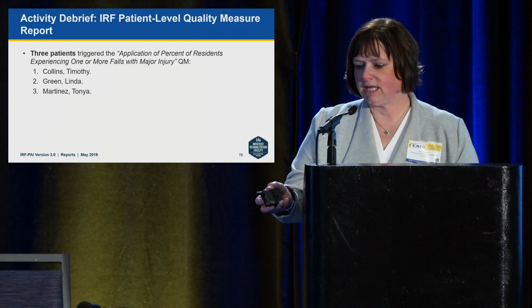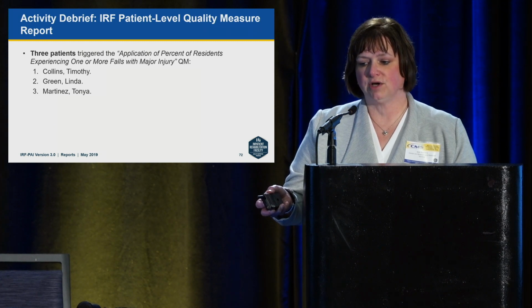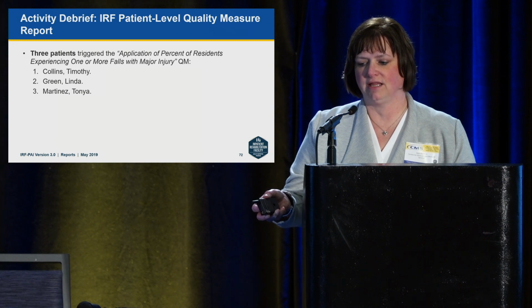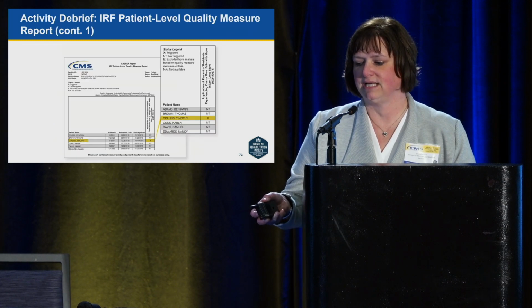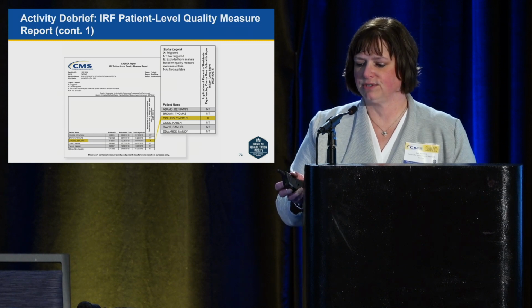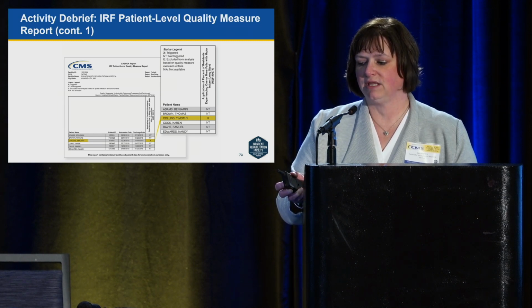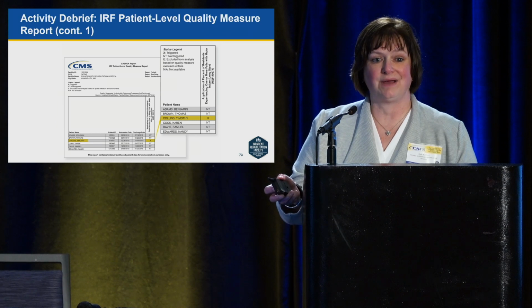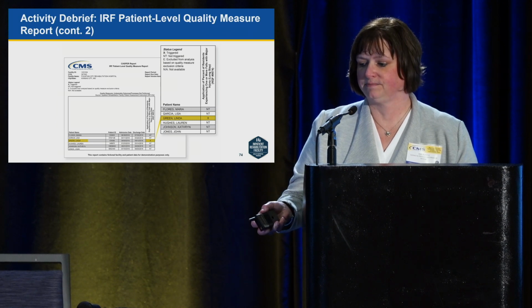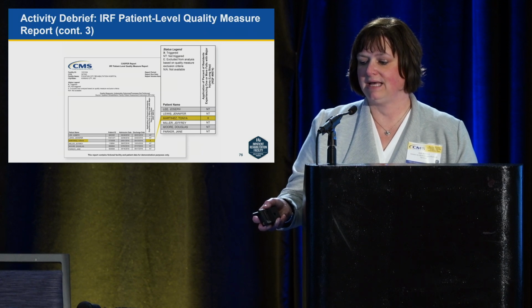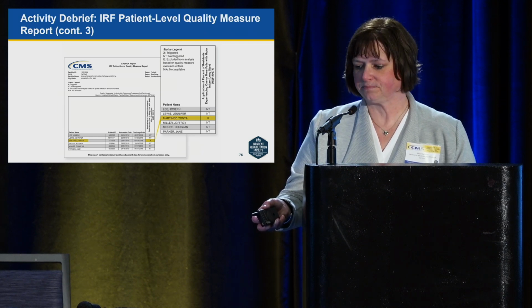So when looking at your patient level report, hopefully you identified the patients that triggered that measure. There was Timothy Collins, Linda Green, and Tanya Martinez. So this shows you the patient level results. So as you look at the row for Timothy Collins, you'll see for the falls with major injury measure, there is an X in the column for that measure, indicating that measure was triggered for that patient. Similarly, you will see that for Linda Green and Tanya Martinez.